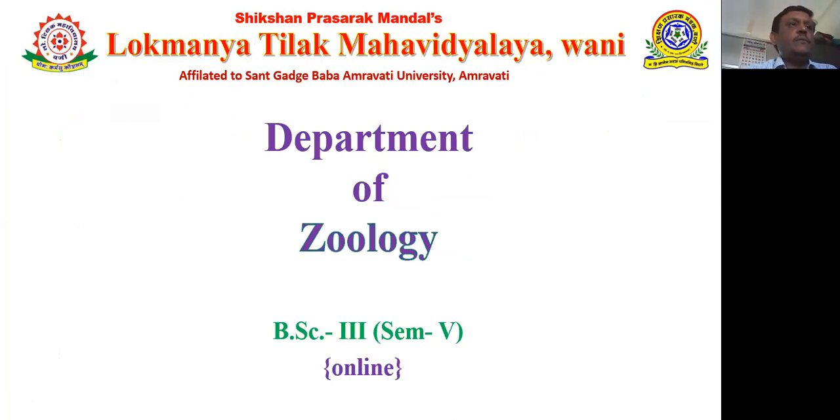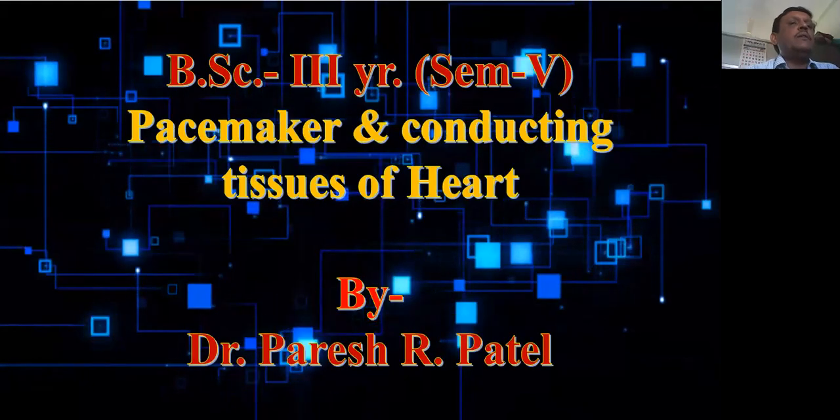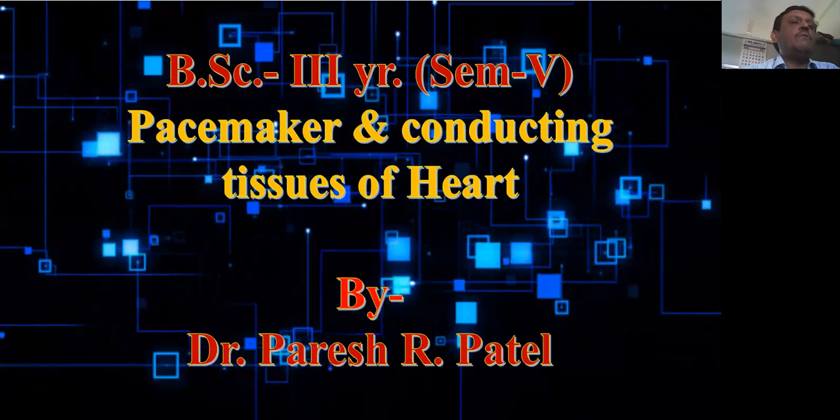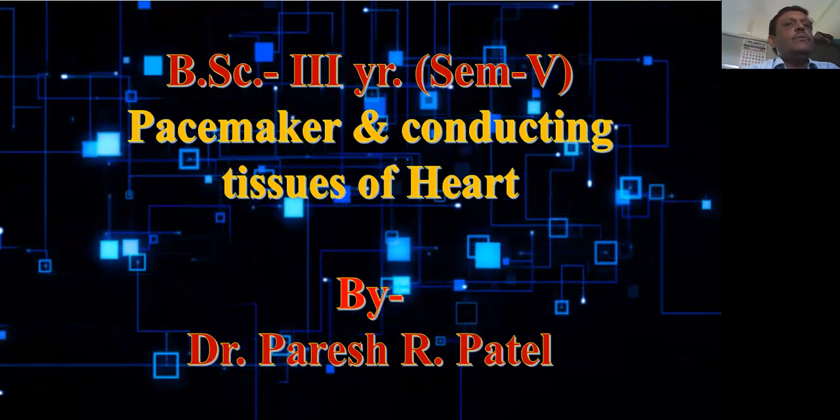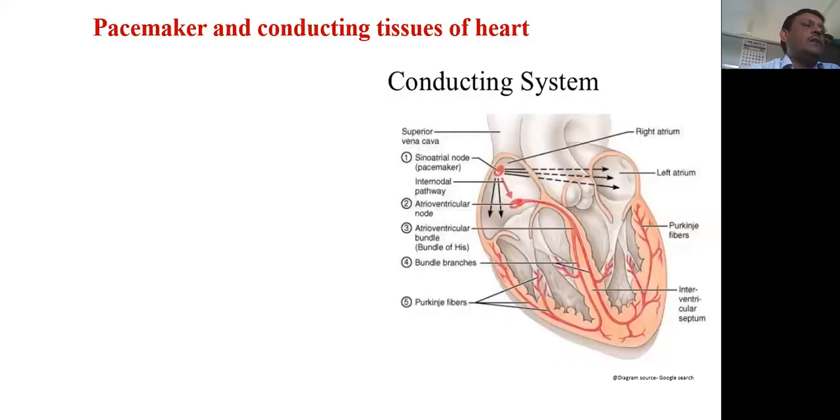Good morning, friends, and welcome to today's lecture on the pacemaker and conducting tissues of heart. Now, heart, which is the central pumping organ of every organism, the blood circulation is generally conducted through this pumping organ, that is heart. But the mechanism behind continuous pumping of heart is due to presence of such pacemaker, or you can say conducting tissues, which are present in the wall of heart.